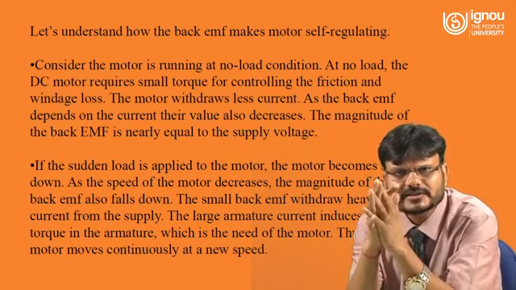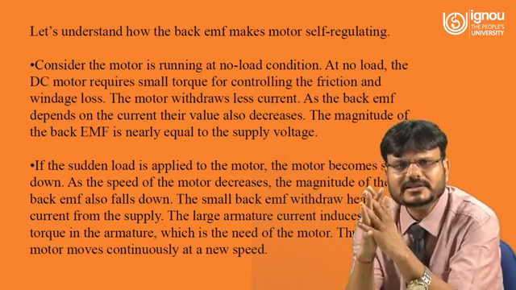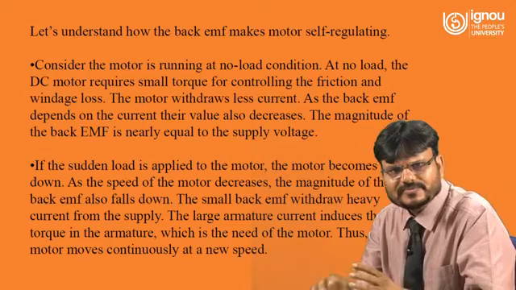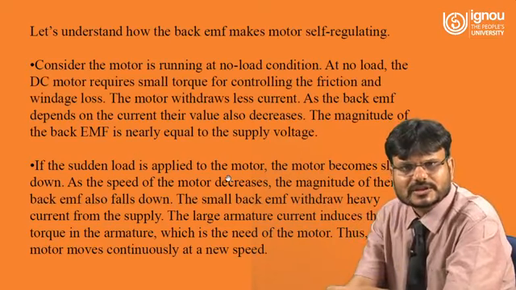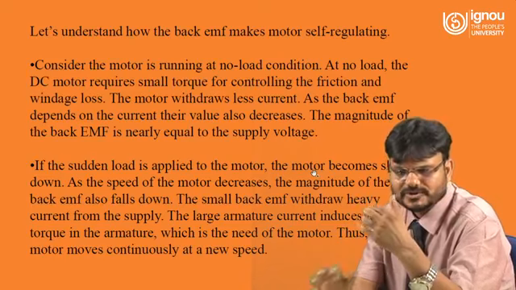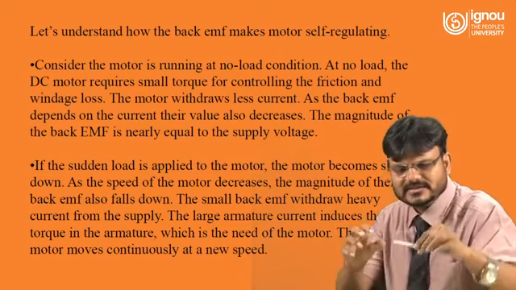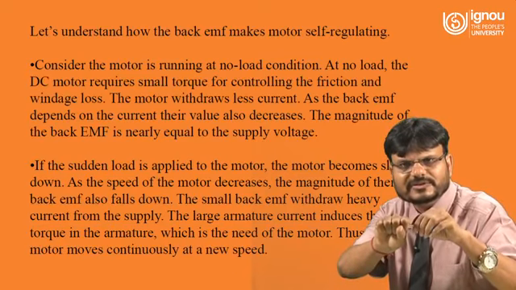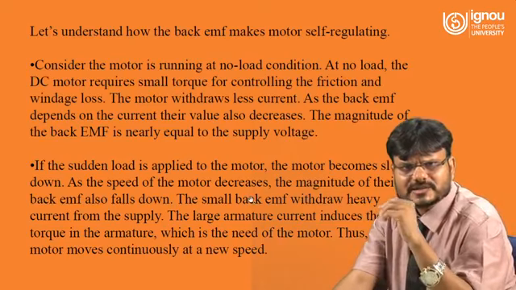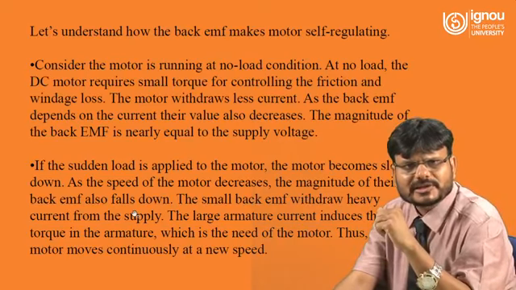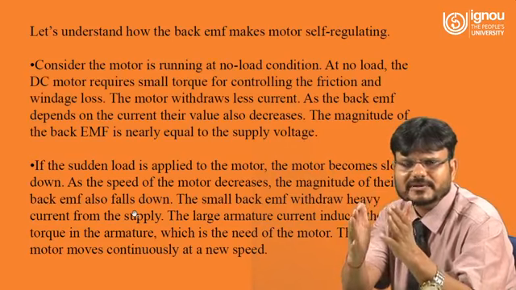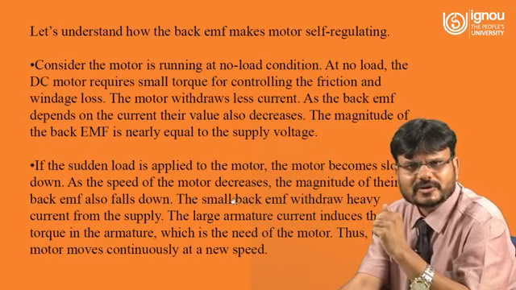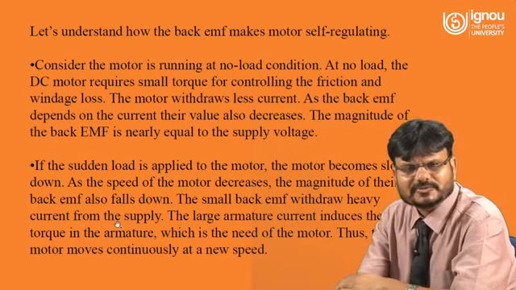Now this is one condition. The second condition we are going to discuss is when you are applying some load on the DC motor. If a sudden load is applied, the motor becomes slow, because you are putting some external load on the shaft of the motor. The speed of the shaft will decrease. As the speed of the motor decreases, the magnitude of the back EMF also decreases, because back EMF is directly proportional to the speed of the motor. So the small back EMF draws heavy current from the supply.